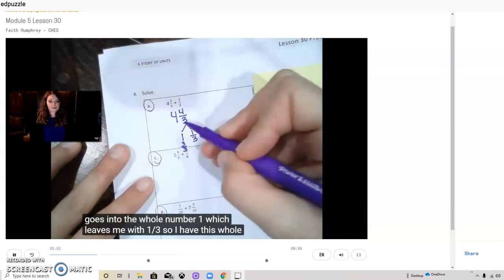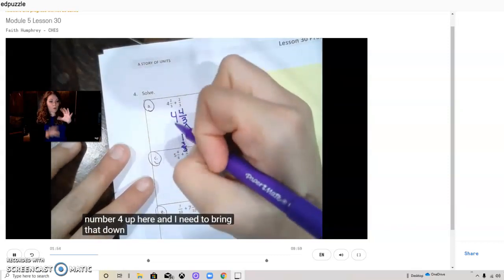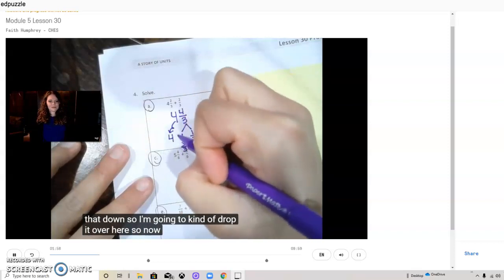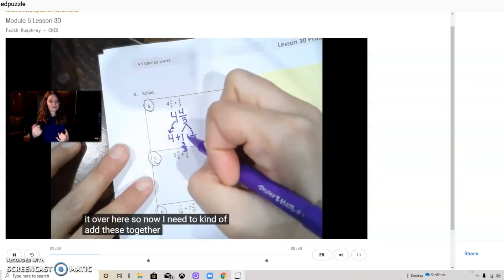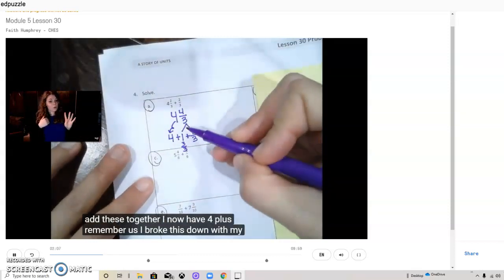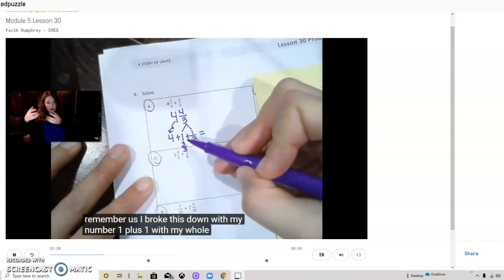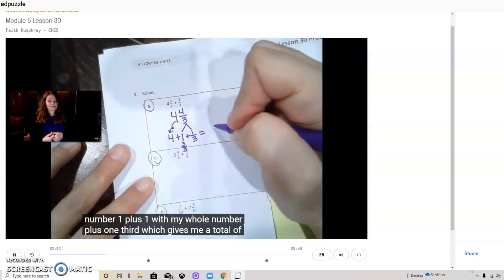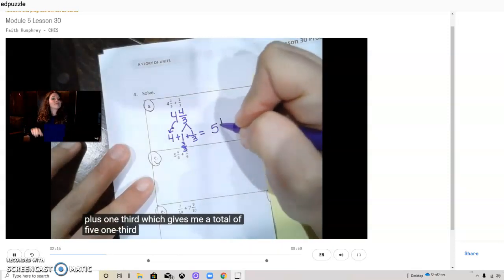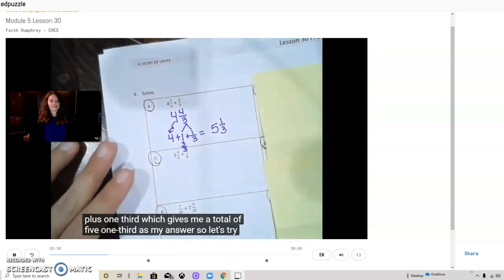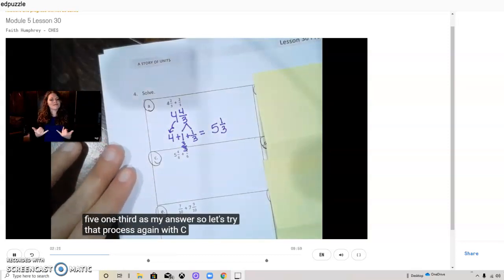So I have this whole number 4 up here, and I need to bring that down. So I'm going to kind of drop it over here. So now I need to add these together. I now have 4 plus, remember I broke this down with my number bond, plus 1 with my whole number, plus 1/3, which gives me a total of 5 1/3 as my answer. So let's try that process again with C.